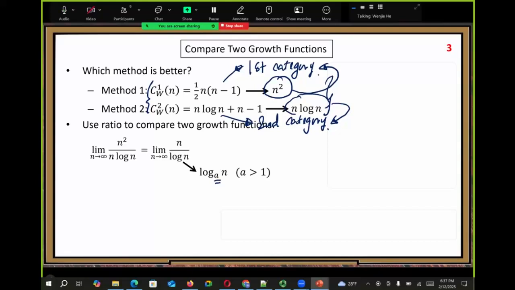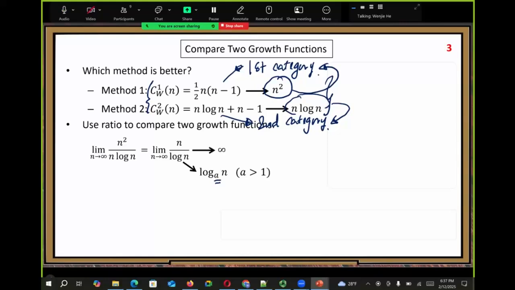Because if a is less than 1, then the log function is a negative function, right? And we know our efficiency function should be a positive function. So for that reason, we assume a should be a constant that is greater than 1. All right.